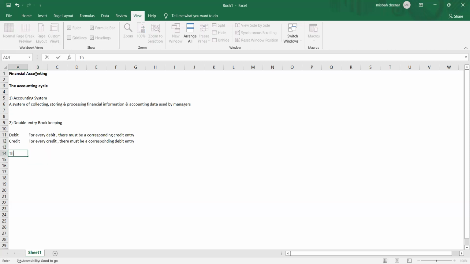So this means that all transactions have a dual aspect. It means that if there is, for example, a debit of 100, there must be a credit of 100. This will close the transaction, which means that the entries should balance.